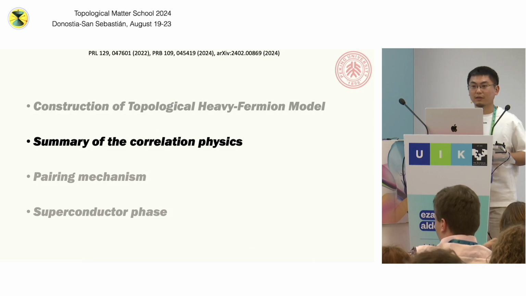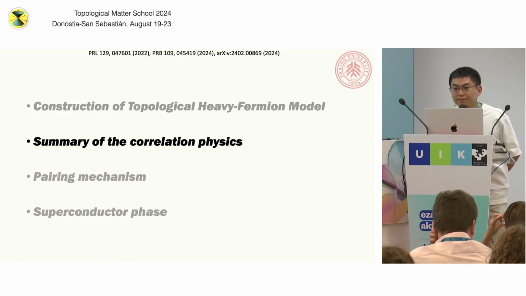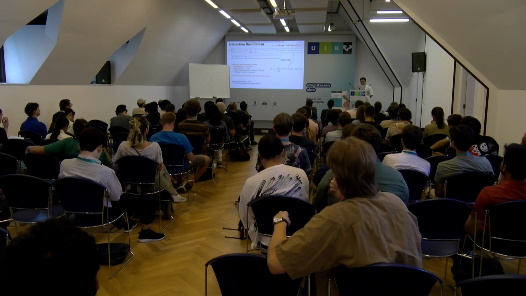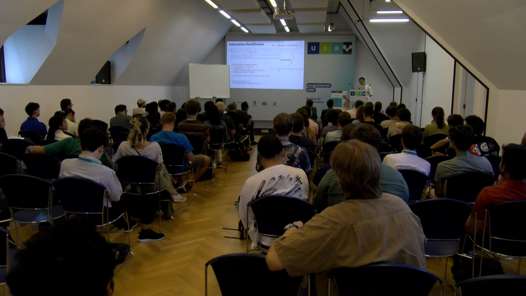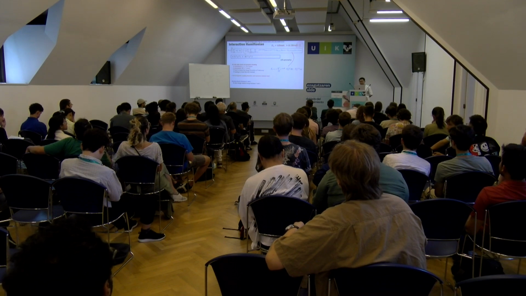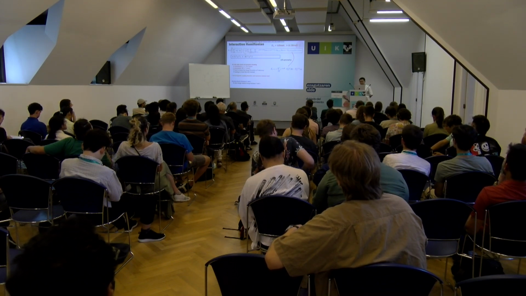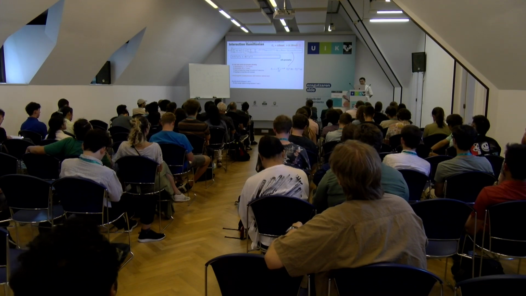Okay, so before I talk about the pairing mechanism, I have to quickly summarize the correlation physics we obtain from this model. Just a question on the delocalized electrons. It's like AB graphene, right? So if there's a slight displacement field or some remaining space, this might open up a gap.